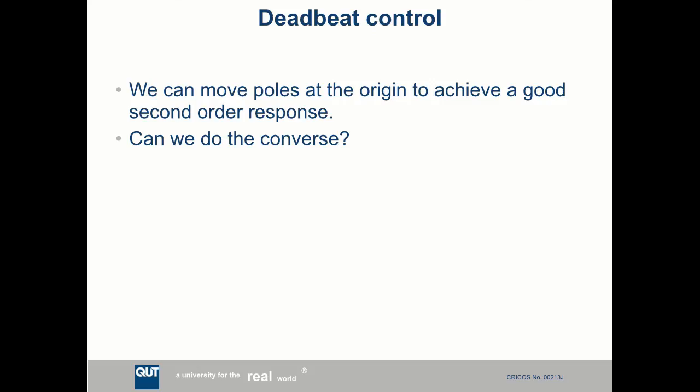Interestingly, we can do the inverse. So let's say that I've got a system that's got second order dynamics. It's got poles and zeros in the sorts of places in the examples you've looked at so far. Could we put the poles at the origin so that it looks like a system that's just got pure time delay? And you can. And that sort of controller is called a deadbeat controller.